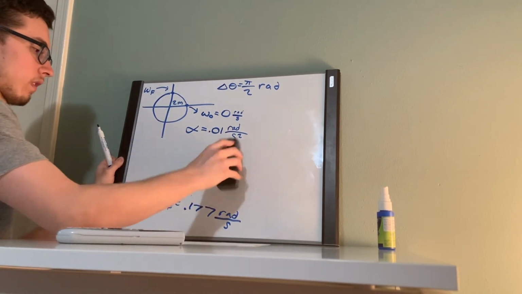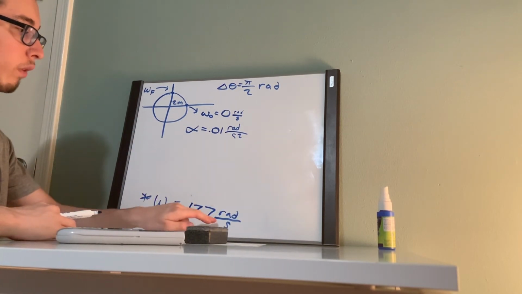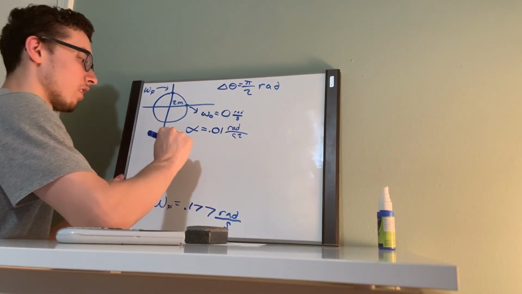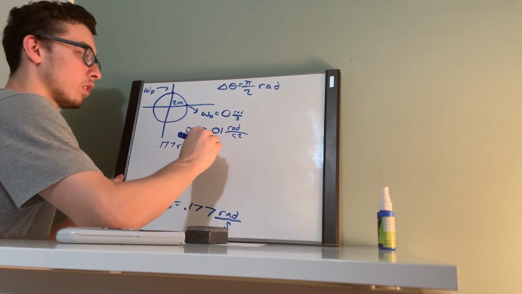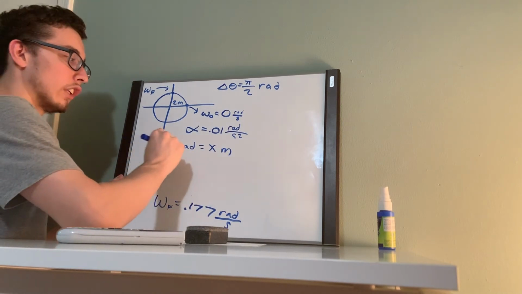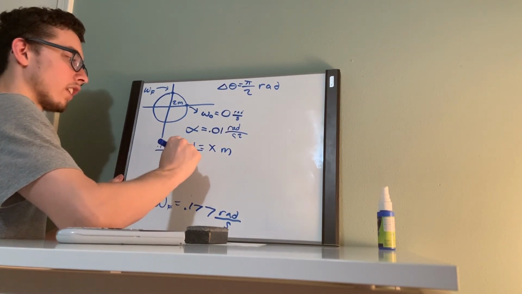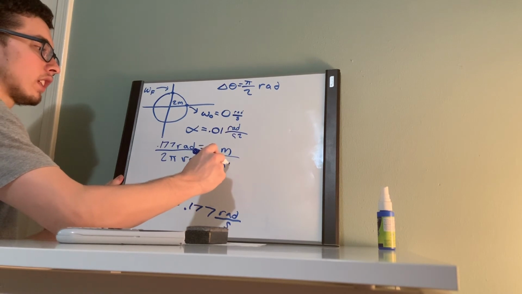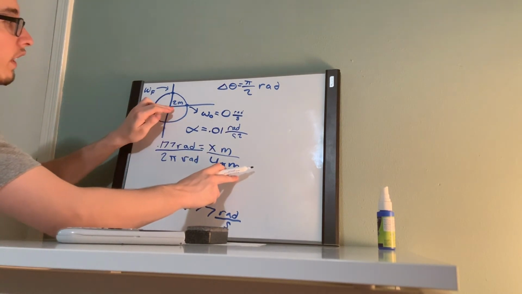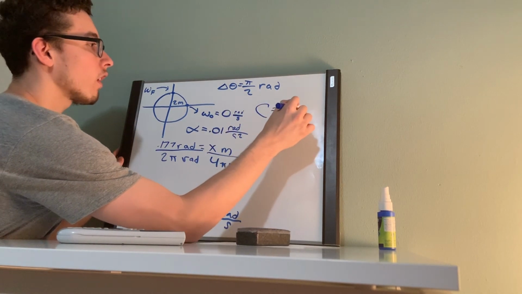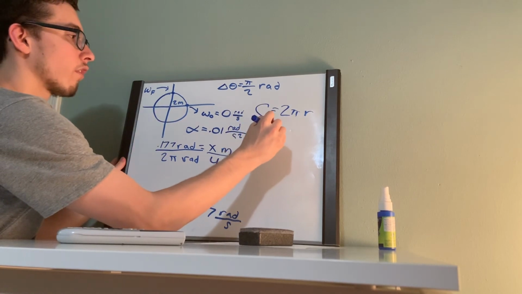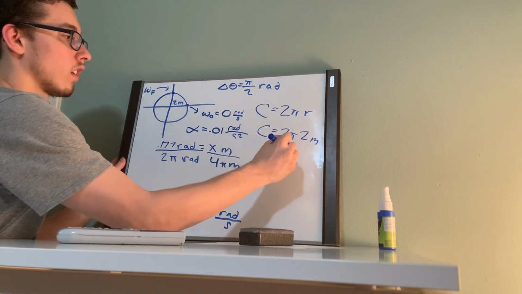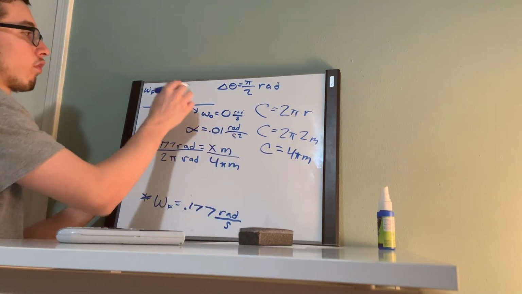So I'm going to go ahead and erase this. Consider that top part: 0.177 radians is equal to x meters. We need this in meters. Just as 2 pi radians is equal to 4 pi meters. This is our circumference. We get this 4 pi from right here. Circumference is equal to 2 pi r, and our r is 2 meters. So our circumference is 2 pi times 2 meters, which is 4 pi meters.